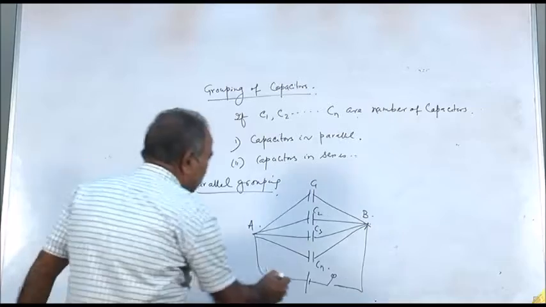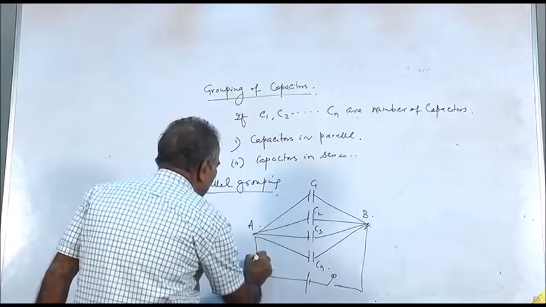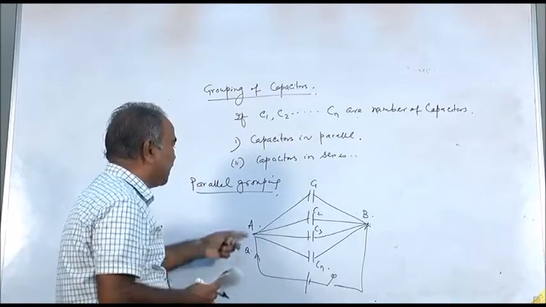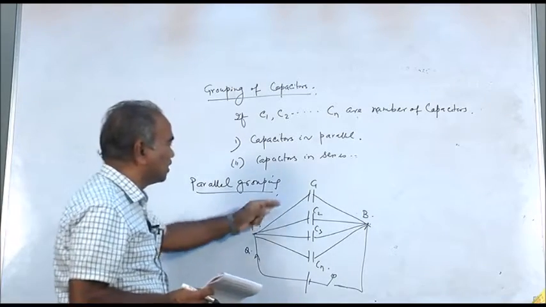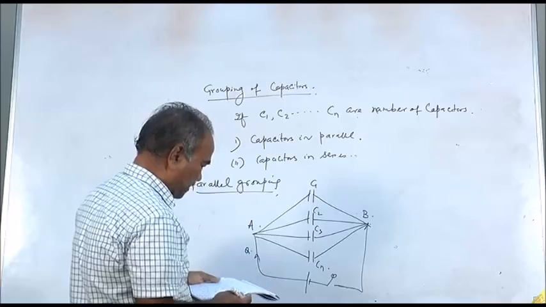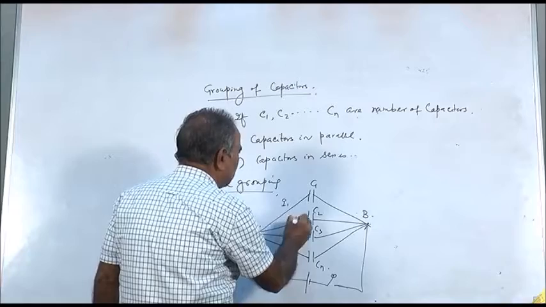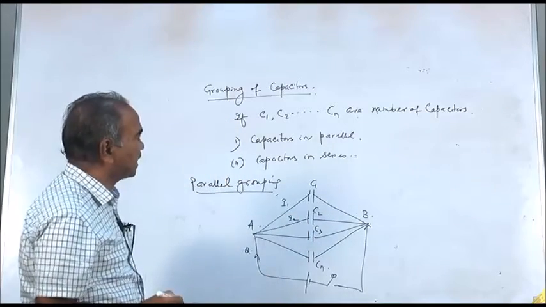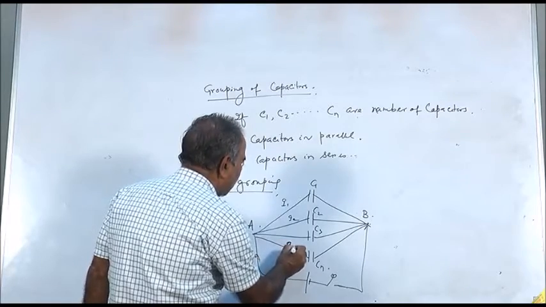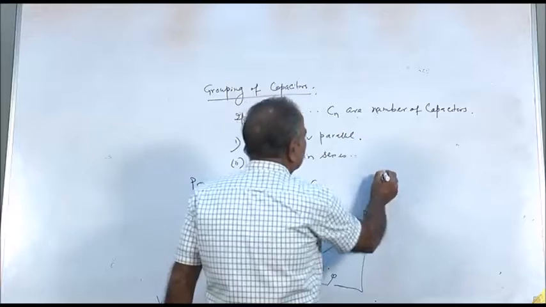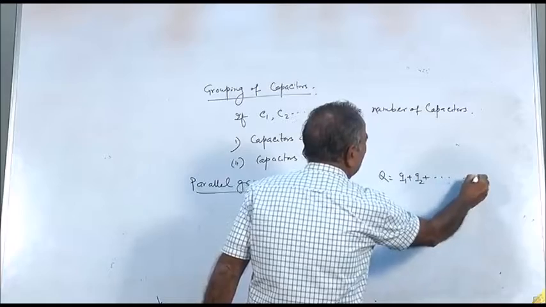So here suppose when it is connected to the battery, the charges will flow, and suppose Q charge flows here at point A. Since there are different capacitors having different capacities, the charges will flow differently. So let Q1 be the charge flowing in the C1 capacitor, similarly Q2 is the charge flowing in the second capacitor, and similarly Qn. And the total charge Q is equal to Q1 plus Q2 up to Qn. This is equation 1.